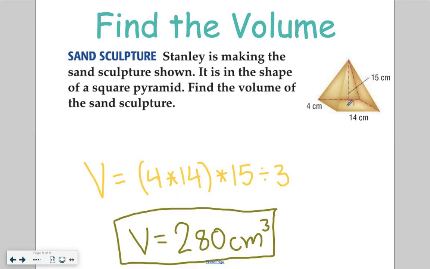Again, we've got a rectangle on the bottom. Height of the pyramid is 15. Dividing by 3 gives you a final answer of 280 centimeters cubed.